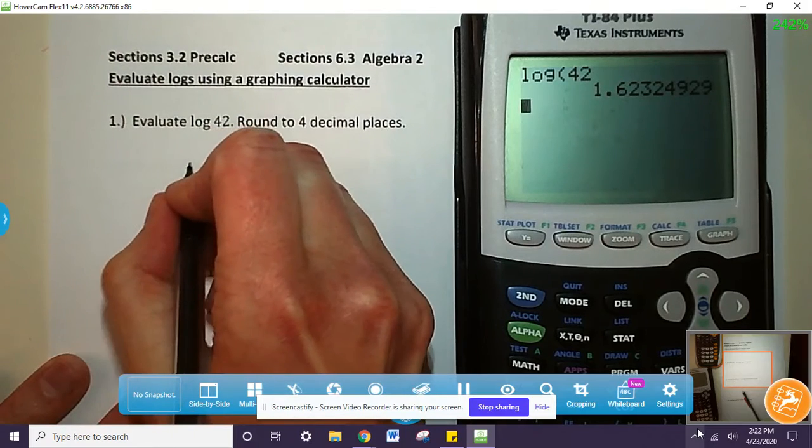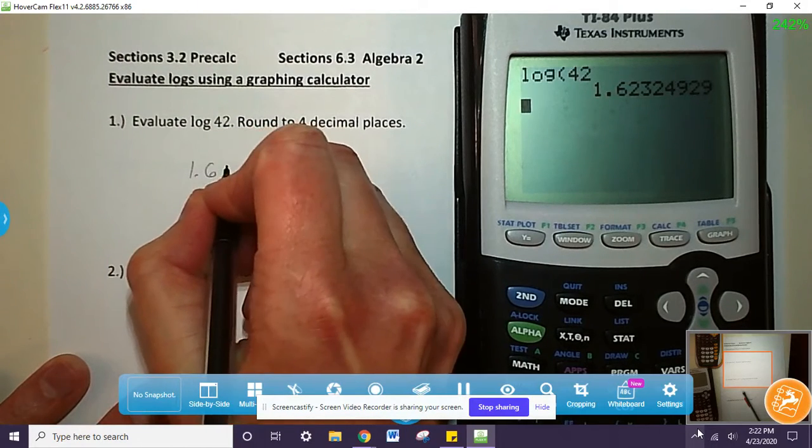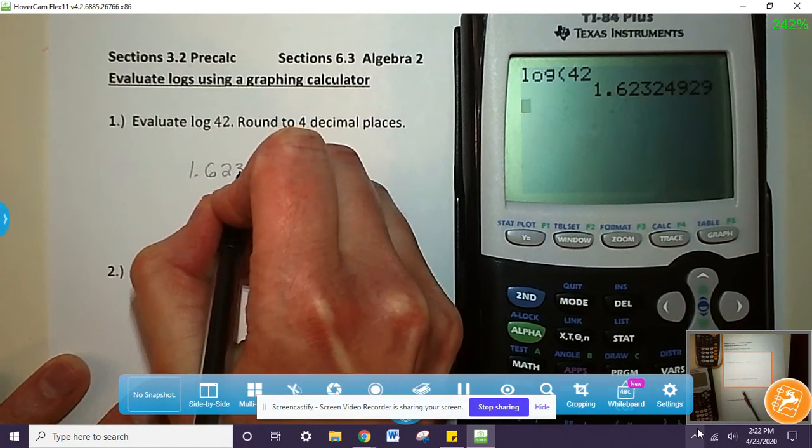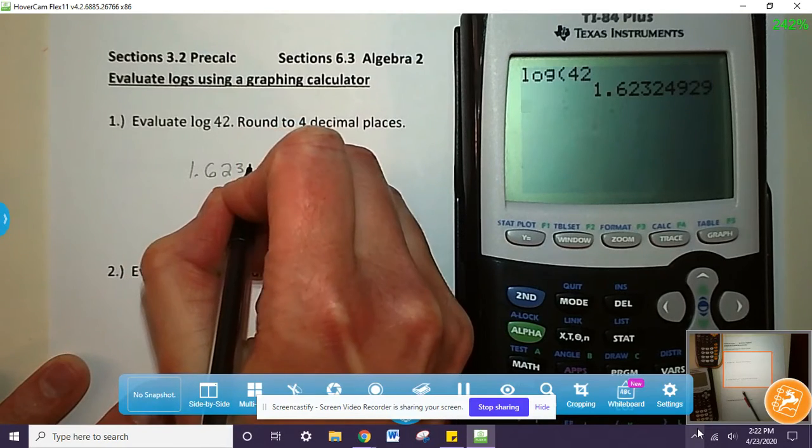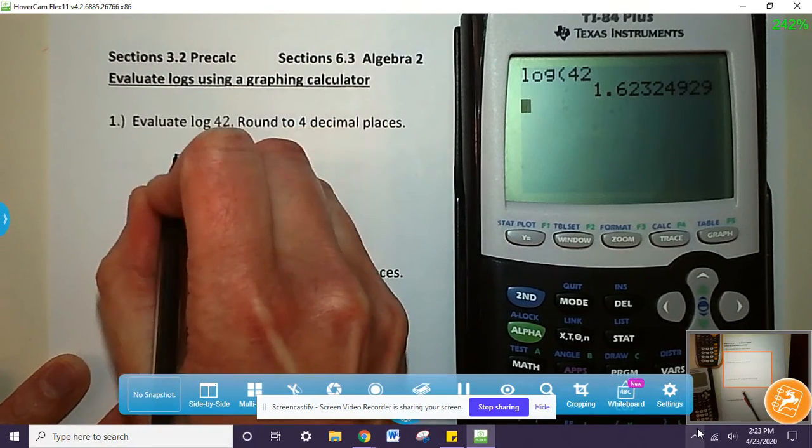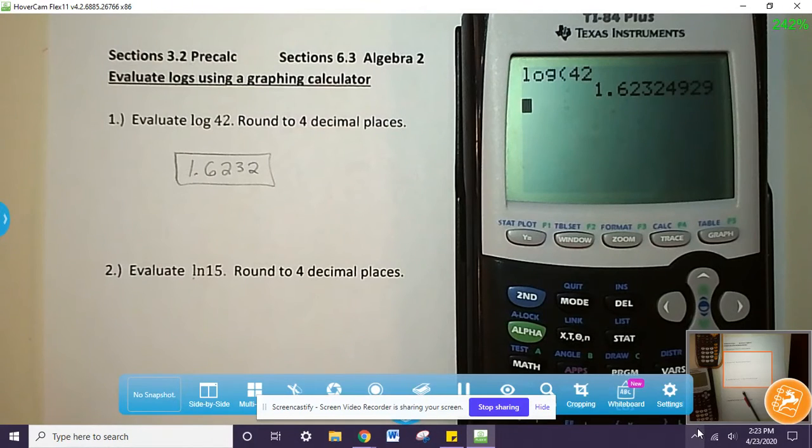So the log of 42 is about 1.6232 if we round to 4 decimal places. You'll find that we often round to more decimal places than normal, because usually we round to 1 or 2 decimal places. But since we're finding an exponent, we're going to round further because exponents are very powerful.